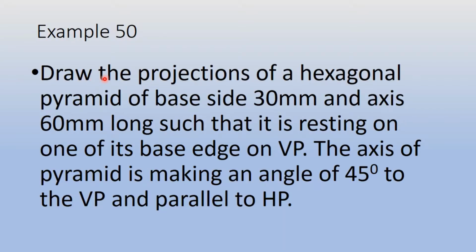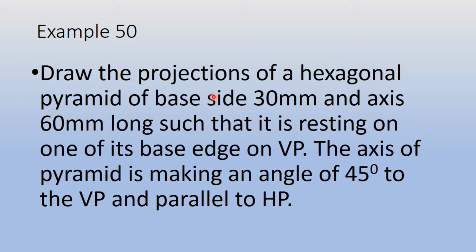Example 50. Draw the projections of a hexagonal pyramid of base side 30 mm and axis 60 mm long, such that it is resting on one of its base edges on VP. The axis of the pyramid is making an angle of 45 degrees to the VP and is parallel to HP.